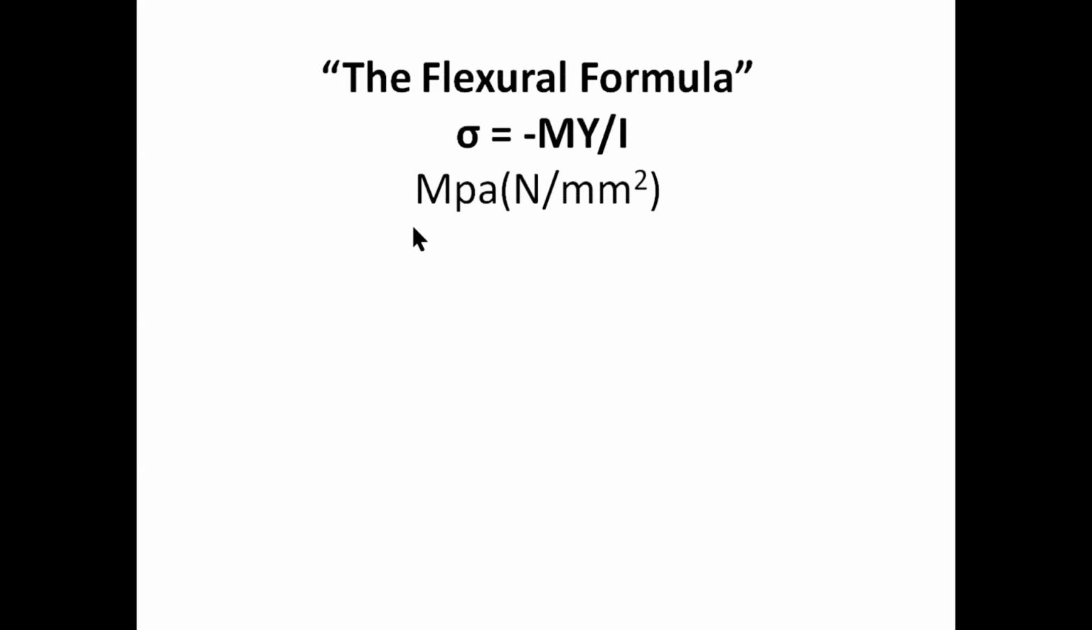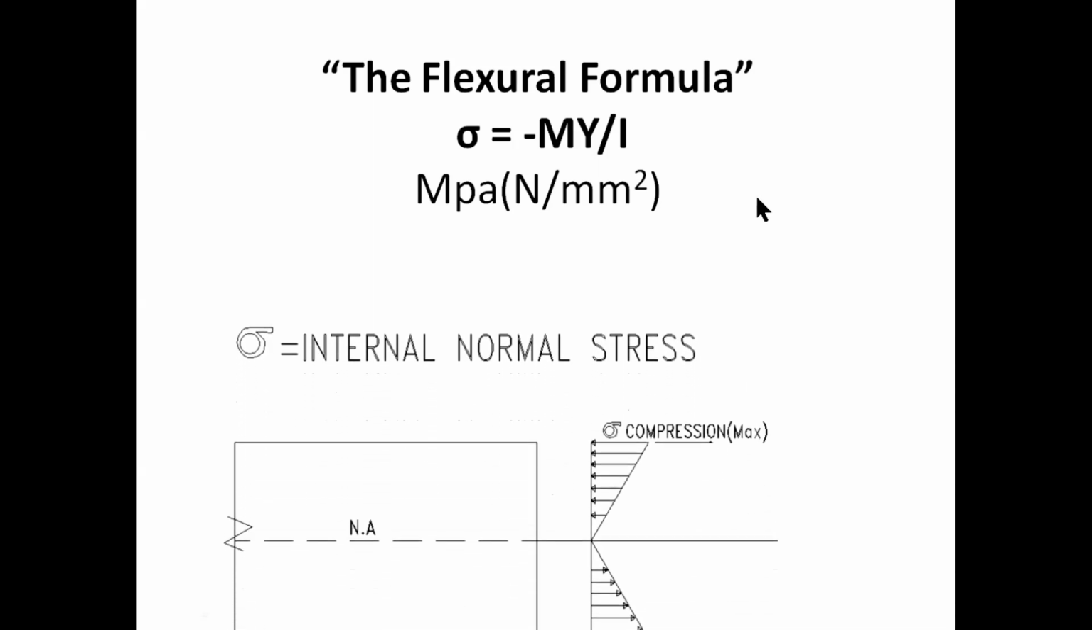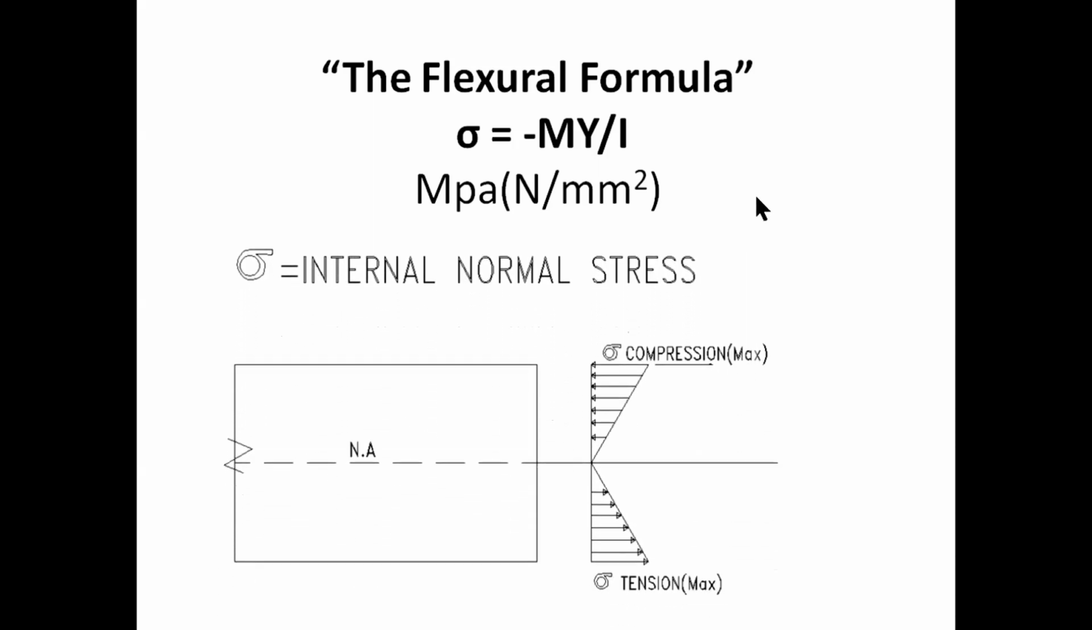The flexural formula is basically sigma, which is stress, is equal to minus My over I. Now sigma is the internal normal stress, compression or tension. The units for stress is MPa, Newton divided by millimeter squared. So basically it is force divided by area. So in a sagging beam, the maximum compression is at the top of the beam and maximum tension is at the bottom of the beam.